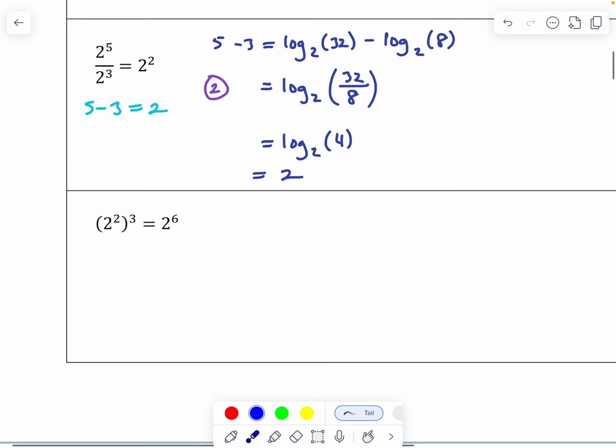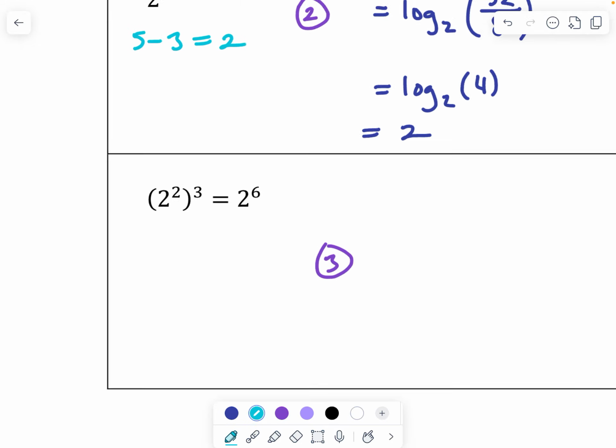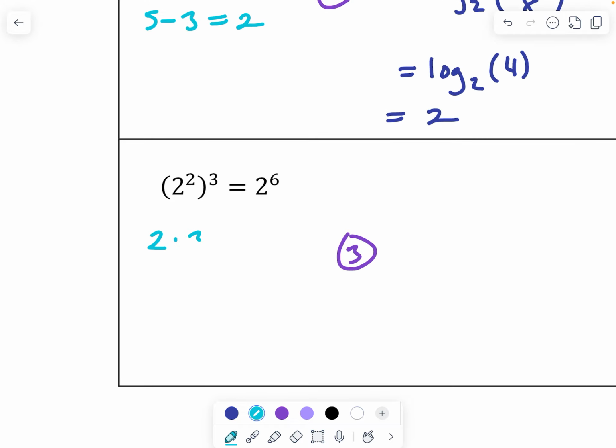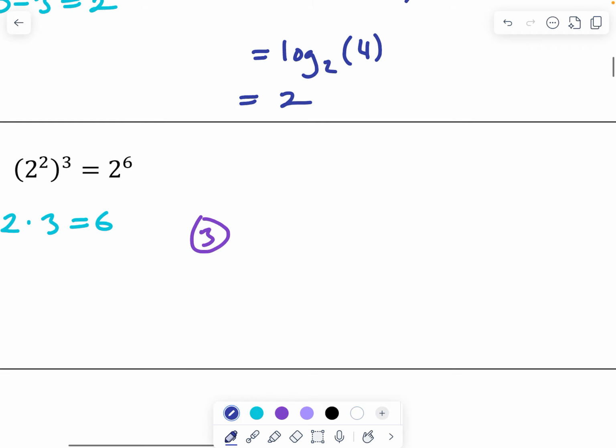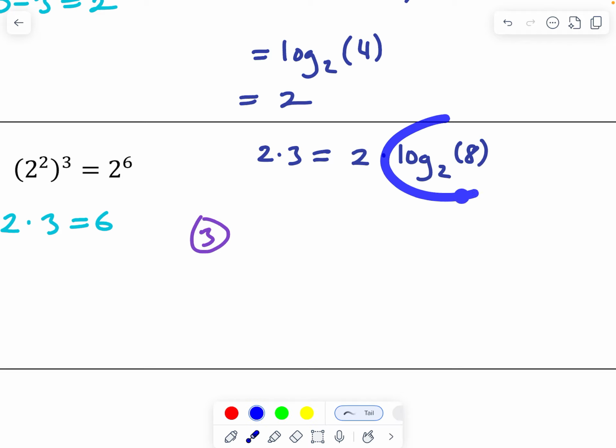And then here we go. We have the third. Here, the moral of the story is 2 times 3 equals 6. And we'll see that this is consistent through the third property. So 2 times 3, 2 times 3. I'm only going to rewrite the 3 as a logarithm this time. So we have 2 times log base 2 of 8. Again, if it feels a little weird, all I'm saying is that log base 2 of 8 is 3. So I can substitute that out.